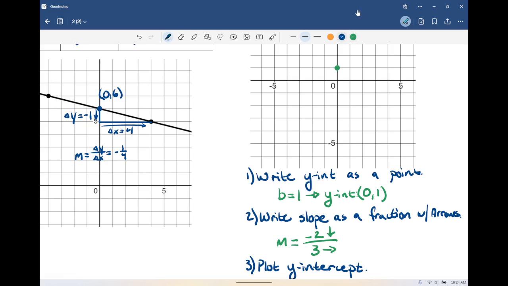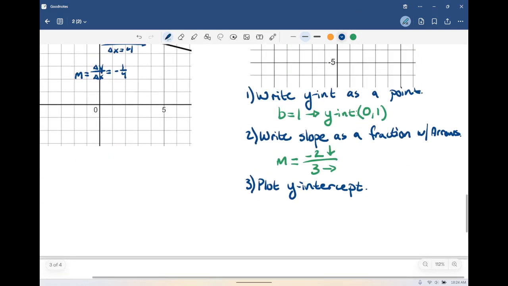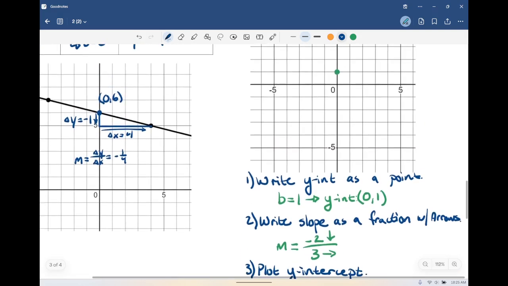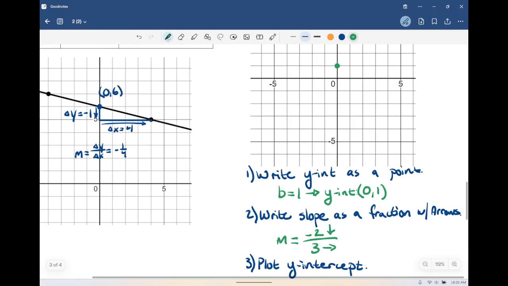Once we have that plotted, the last step down here is use slope to find 2 more points. For us, a minimum of 3 points on a line. And so I'm going to go back up. You can see my slope fractions at the bottom of my page and my points at the top.